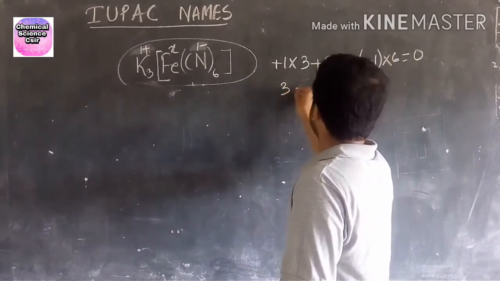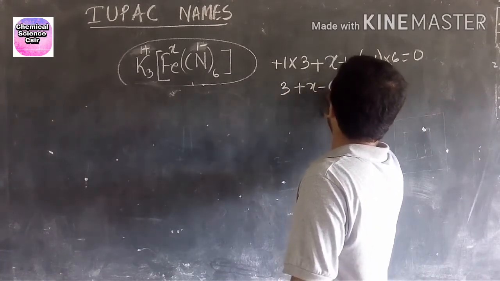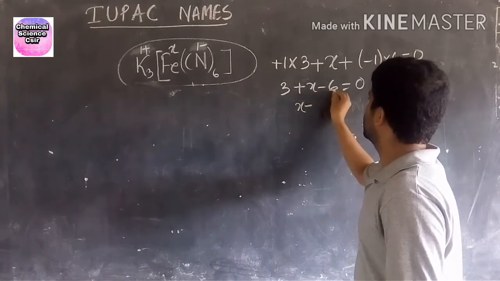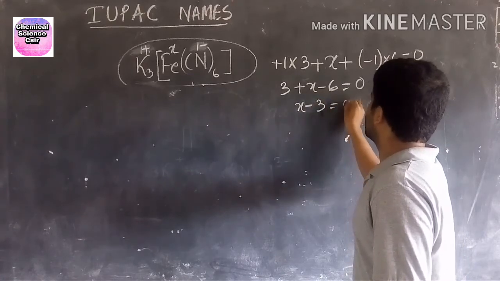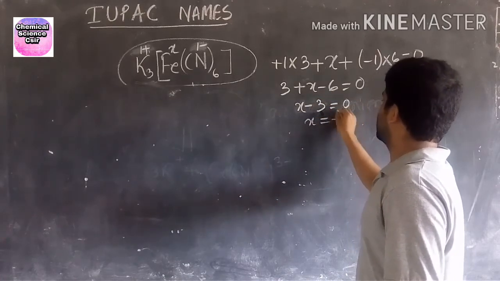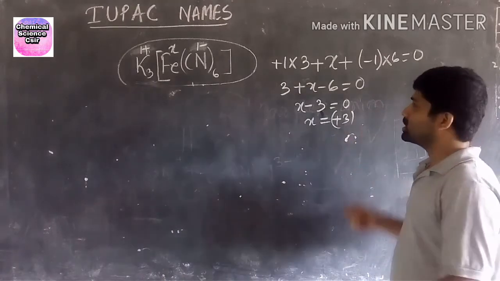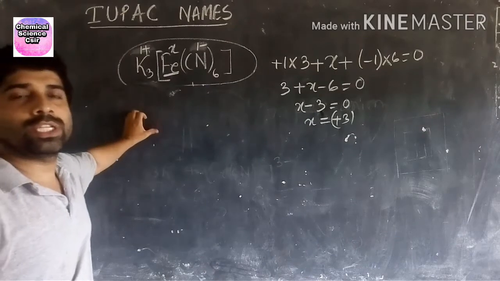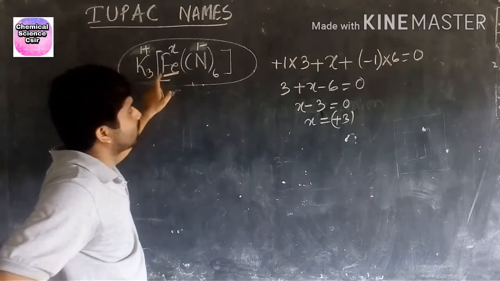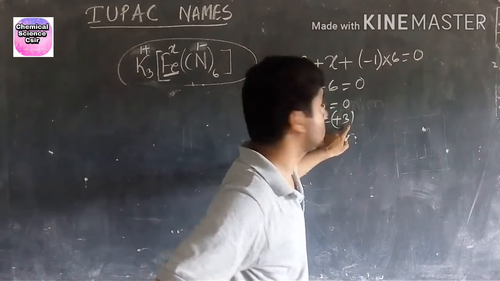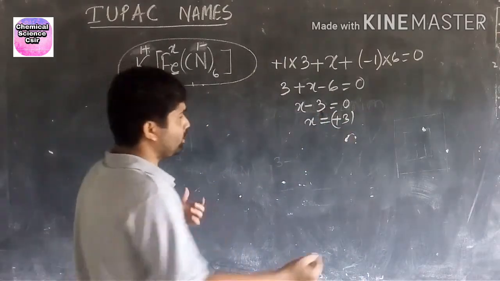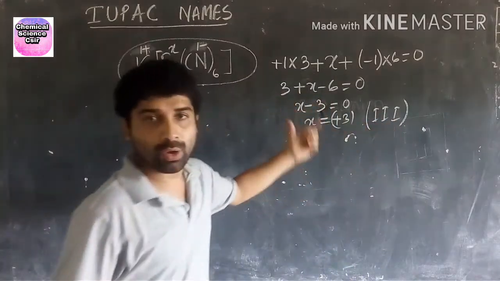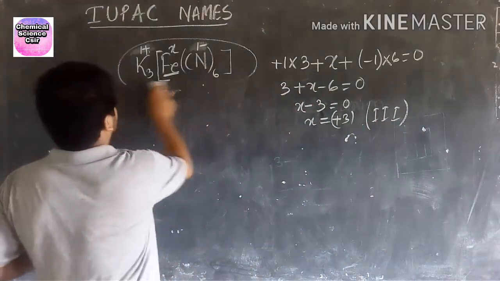Now 3 plus 3x, then 6, 0 minus 6, then x minus 3 equals 0, then x equals +3. Now the oxidation number is +3. So the oxidation number of Fe is +3. Now you can write this in Roman numerals, Roman number 3, like this.